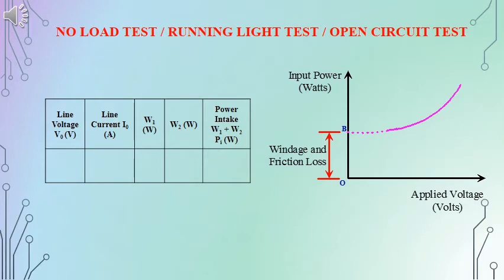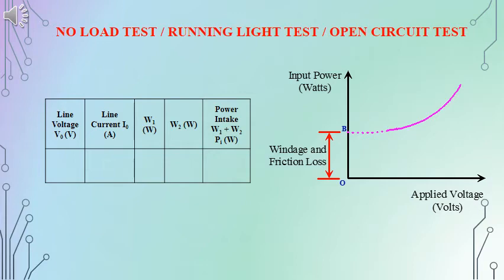From the test, it is also possible to separate the windage and frictional loss. That is, we can conduct the test for different voltages and we can plot a graph between the applied voltage and the input power for the same conditions of the test. And we can extrapolate the graph and we will get an intersecting point on the y-axis at B.